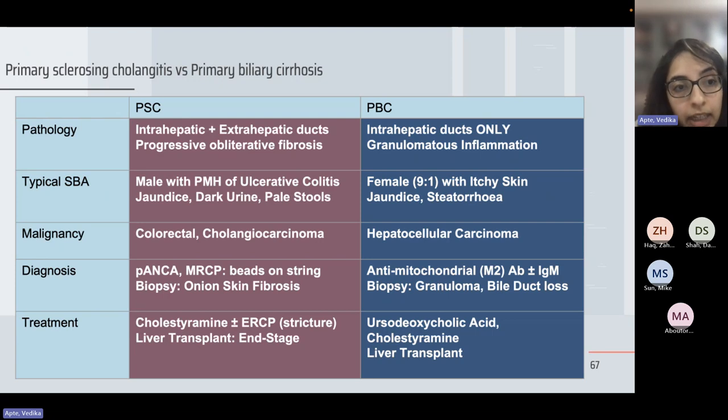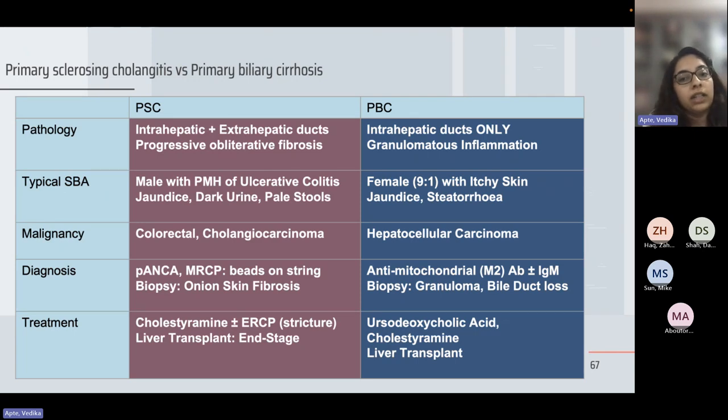For PBC, a typical SBA will say that a female is presenting with itchy skin, has jaundice and steatorrhea, which is essentially just fatty stools. And there are differences in the cancer that is associated with each condition. For PSC, colorectal cancer and cholangiocarcinoma, you're more at risk of developing those.